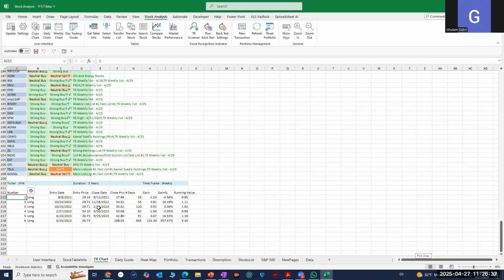These were the entry prices, these were the closing prices. So you enter at this date, you close at this date. This was the closing price, this was the number of days in that particular trade, this was your gain or loss. Now here we had a loss. Why?